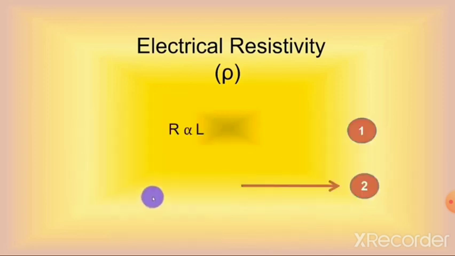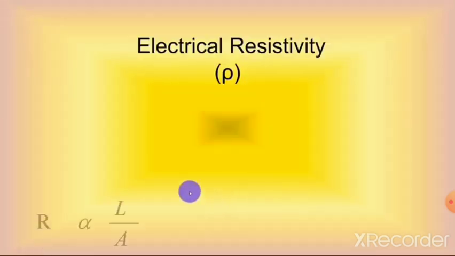You can consolidate the above understanding. R proportional to L, that is the resistance directly proportional to the length of the conductor, and you can keep this as equation number 1, and R proportional to 1 by A, that is the resistance inversely proportional to the area of cross section of the conductor, and you keep this equation as 2, and when you combine these two equations, then you can generally get R directly proportional to L by A.